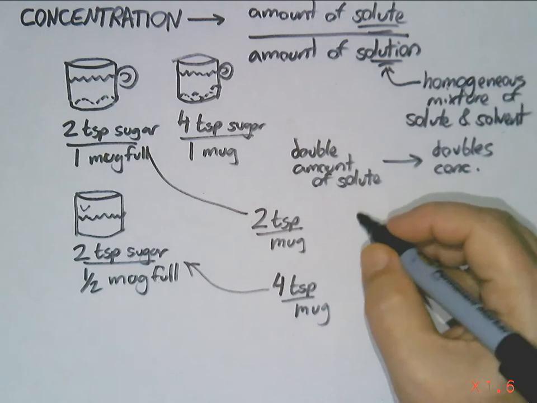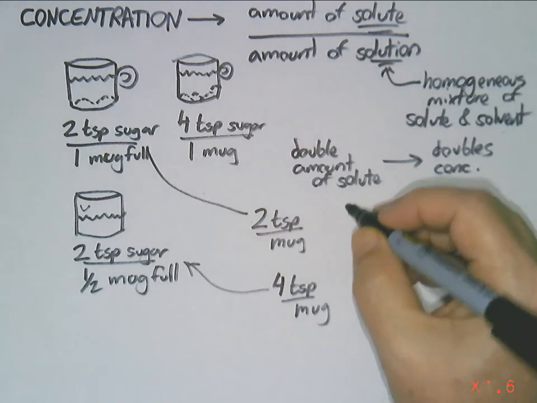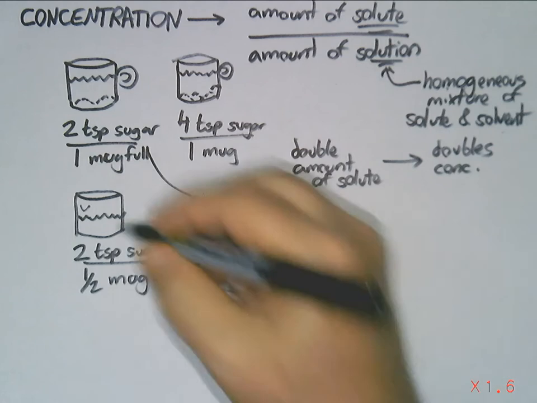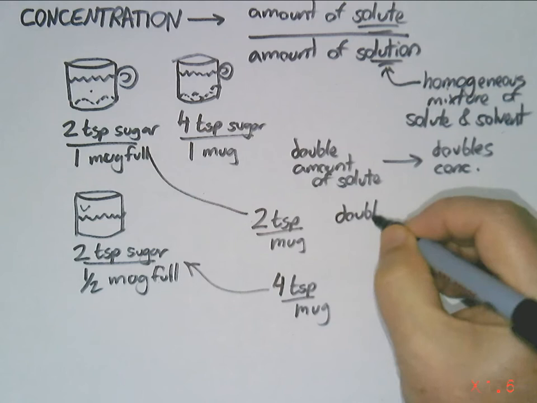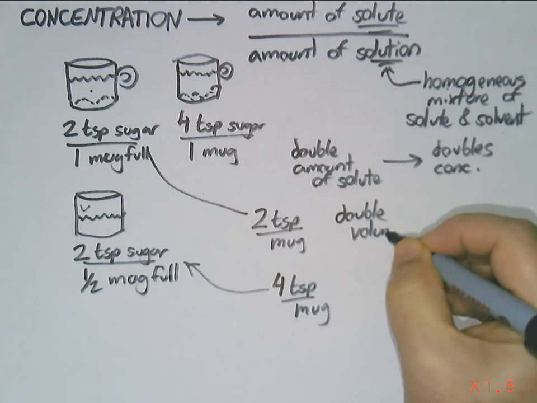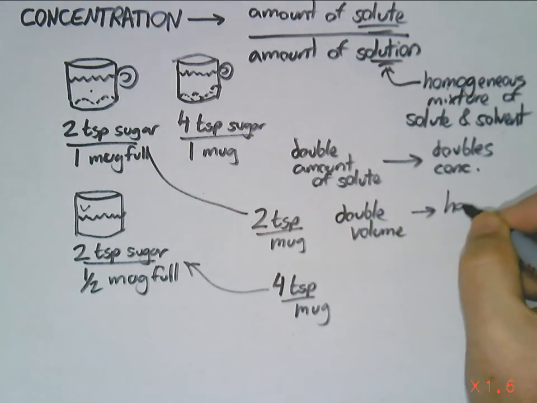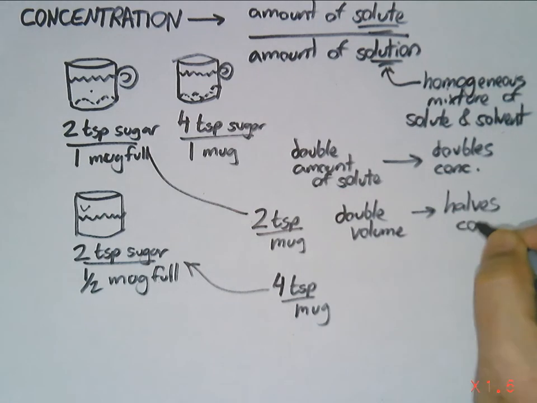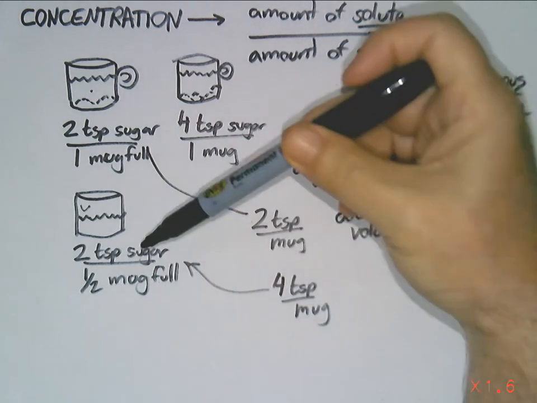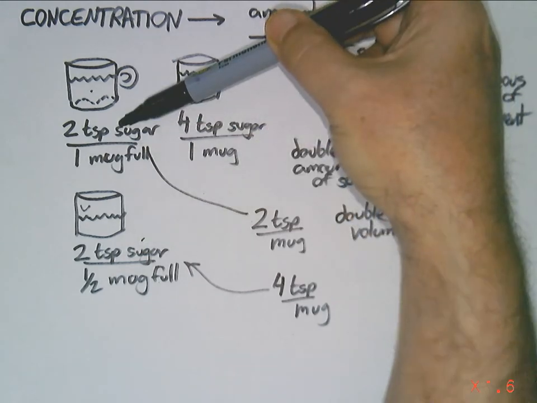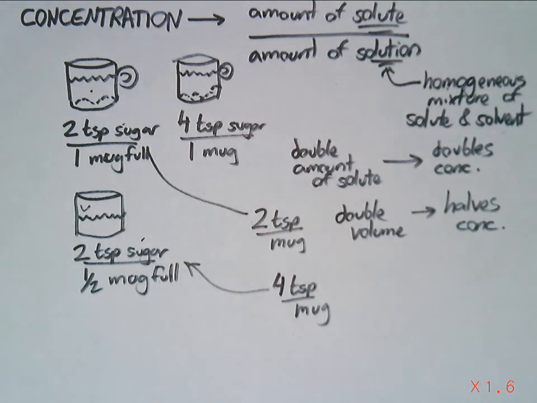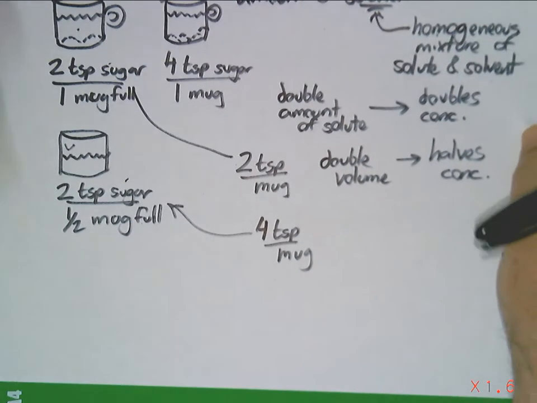So if you double the volume, if I go from here to here, I'm doubling the volume. That halves the concentration. If I go from this one, 4 teaspoons per mug, to this one, 2 teaspoons per mug, I'm halving the concentration by doubling the volume. You can see that in a picture like this too. Here's another way to look at this fact here.